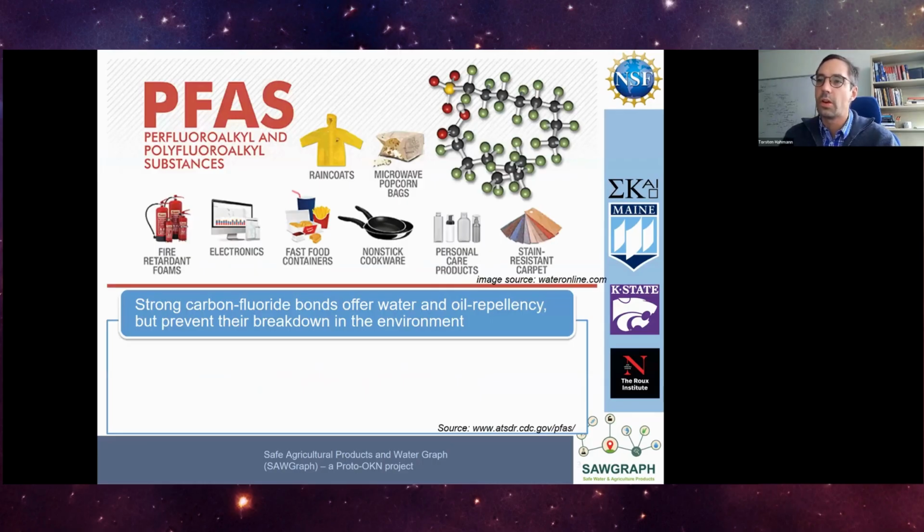So if you don't know what PFAS are, these are a group of actually thousands of chemicals, which are organofluorine compounds that are characterized by one or more carbon-fluorine bonds that you see at the top here, where the carbon is the black circles and the fluorine is the green balls there.